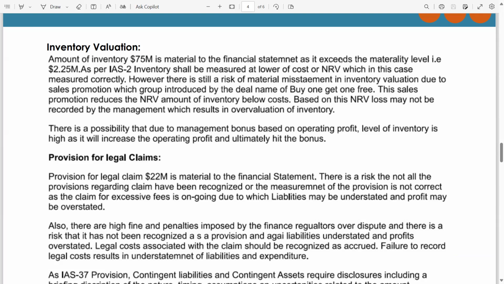Now, in inventory valuation, due to a sales promotion which the group introduced under the deal name of buy one get one free, this sales promotion reduces the NRV of inventory below cost. Based on this, the NRV loss may not be recorded by management, which results in an overvaluation of inventory. There is a possibility that, due to management bonus based on operating profit, the level of inventory is high, as it will increase the operating profit and ultimately increase the bonus.